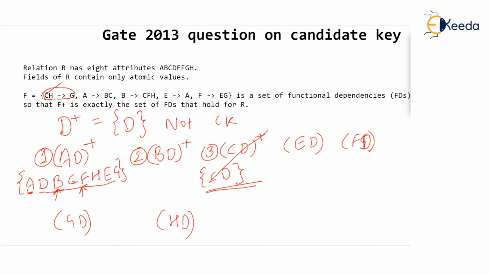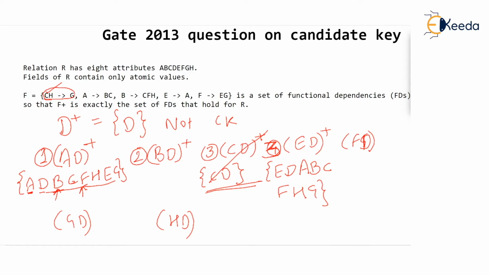But you find out ED closure. If you find ED closure, it will contain ED, and watch out that E is going to bring in A and A is going to bring in BC, isn't it? And B will bring CFH. C is already there, I'll bring in FH. And finally, F will bring E and G, but E is already there, so G will arrive. And we have all 8 attributes. That means ED is the third candidate key. So we already have 3 candidate keys, AD, BD, and ED.